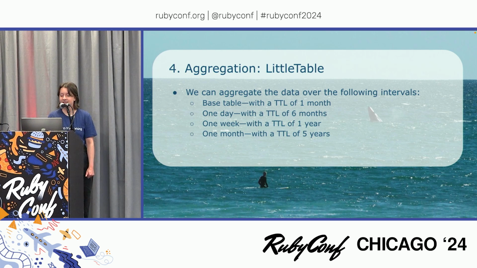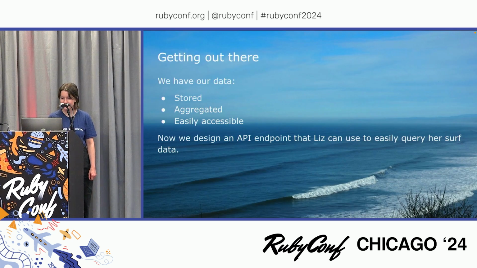This leaves us with a base table with a TTL of, say, 1 month, a 1-day aggregate table with a TTL of 6 months, a 1-week aggregate table with a TTL of 1 year, and a 1-month aggregate table with a TTL of 5 years. Whew, the hardest part's over. Now that we have our data stored, aggregated, and easily accessible, we want to design an API endpoint that Liz can use to easily query her surf data.